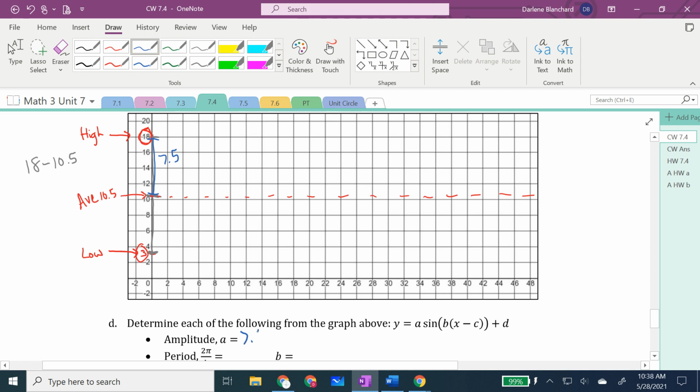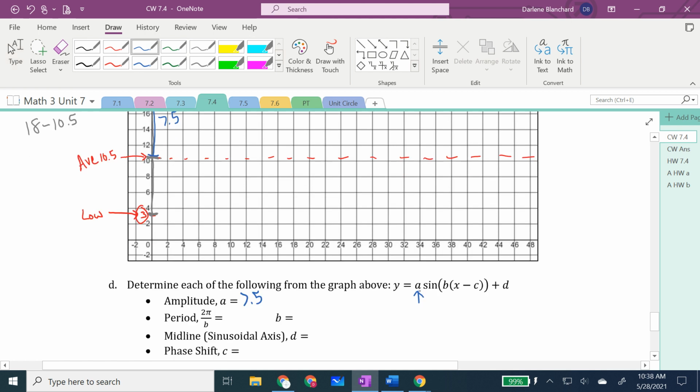I have my amplitude, which is going to help me to determine the multiplication number outside the function. Now, keep in mind that this number is either going to be positive the amplitude or negative the amplitude. And we'll figure out the positive or the negative later.